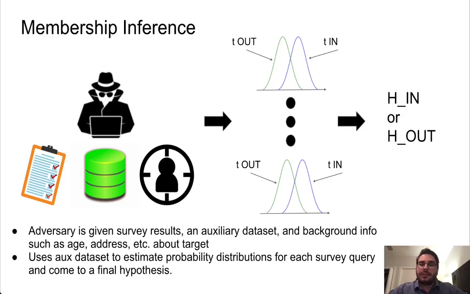She then uses all this information to create probability distributions for each query in the survey. And then for each of these queries, she'll have one distribution that does not contain the target and one distribution that does contain the target. All these distributions are then finally combined to create a final hypothesis of the target is in the dataset or the target is out of the dataset.